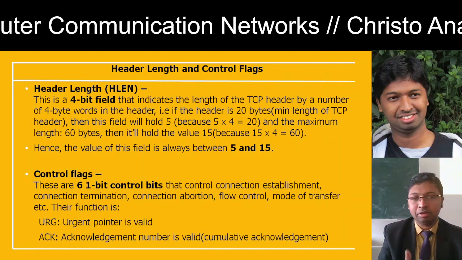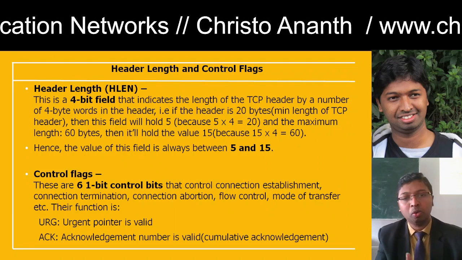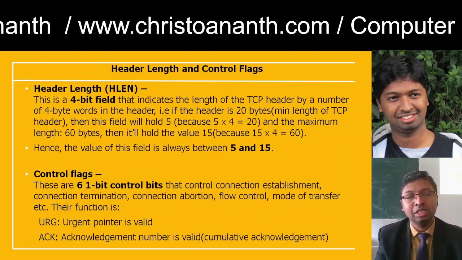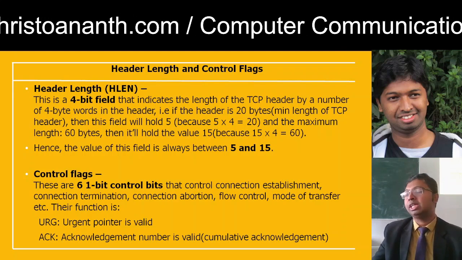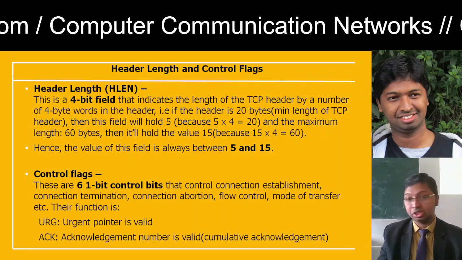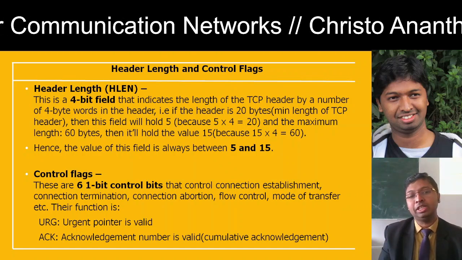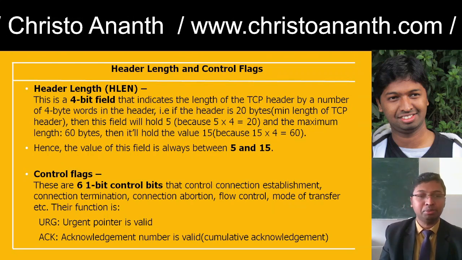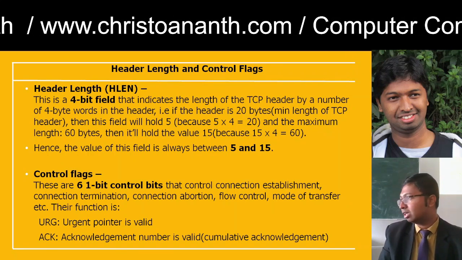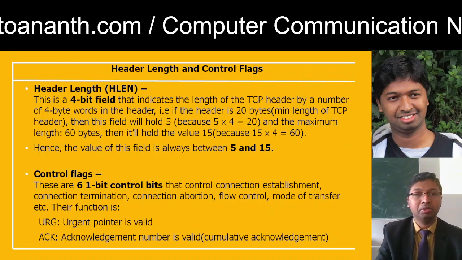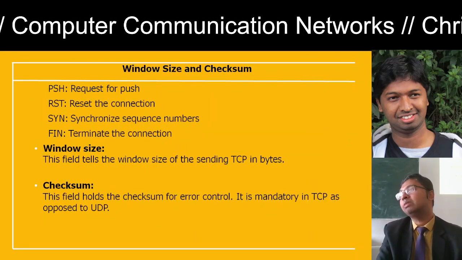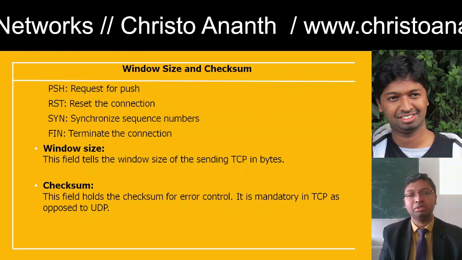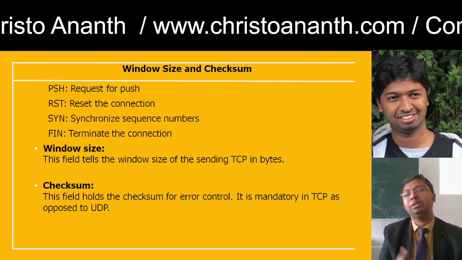And then you will have control flags, which means that there are 6 1-bit control bits. These control flags are used especially for connection establishment, connection termination, connection abortion, flow control, and mode of transfer. URG is the urgent pointer flag. ACK means the acknowledgement number is a valid acknowledgement number. PSH is push. RST is going to reset the connection. SYN synchronizes the sequence number. FIN means finish, terminating the connection.